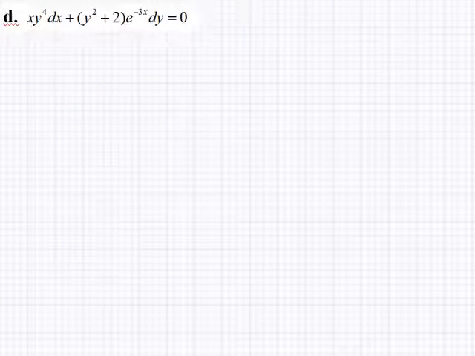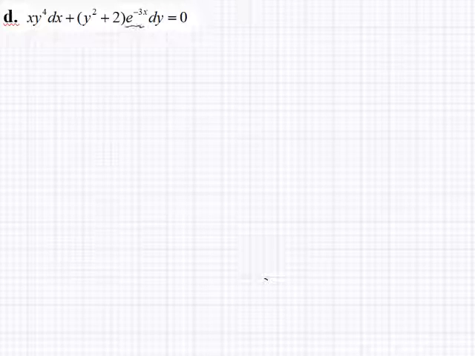Here's another one that we're going to look to try and separate. And if we can't separate it, right now, that's the only method we have for solving these. So if it's not separable, we really can't solve them right now, these first order ones. But this one will be separable too.